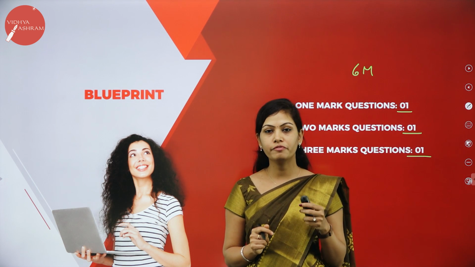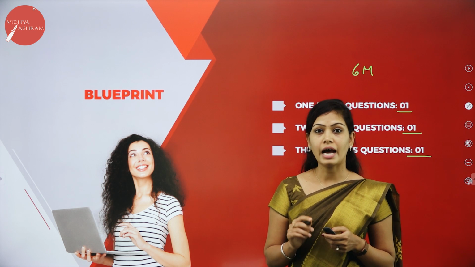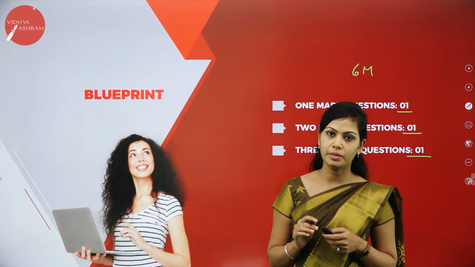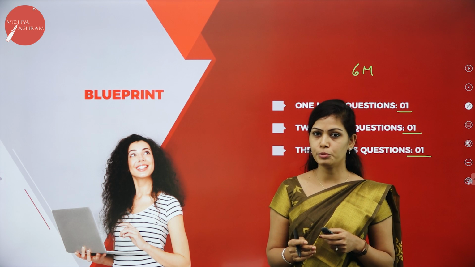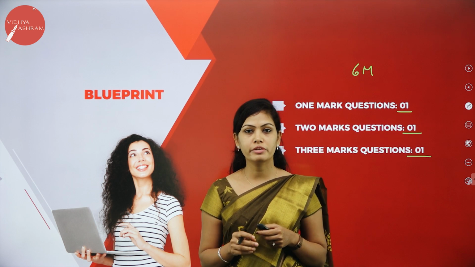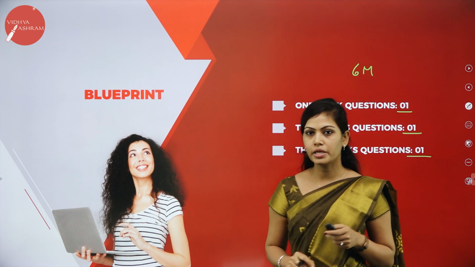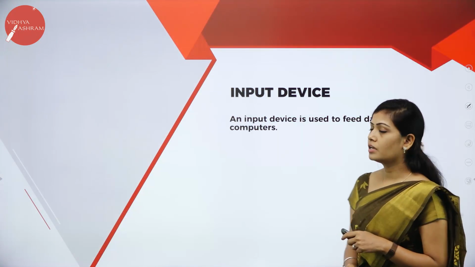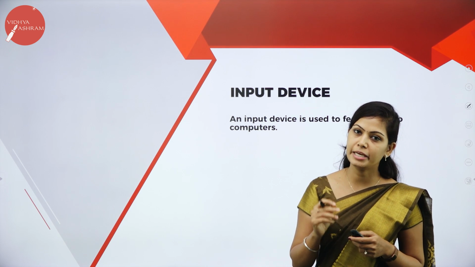What are the objectives of this chapter? In this chapter we are going to study input devices, output devices and computer memory. So we have so many input devices in computers, and we have output devices and computer memory. So the first topic is input device. The process of entering data into the computer is called the input unit.